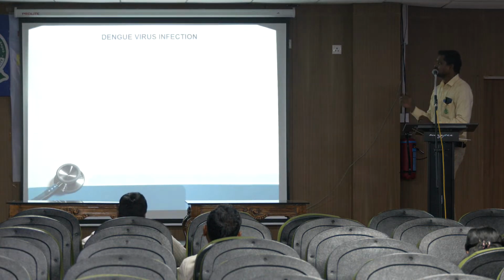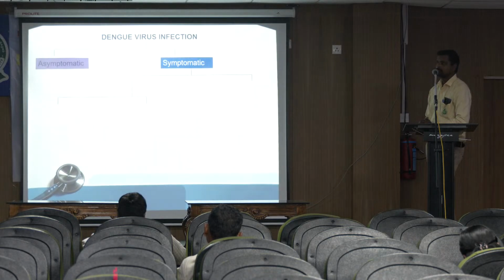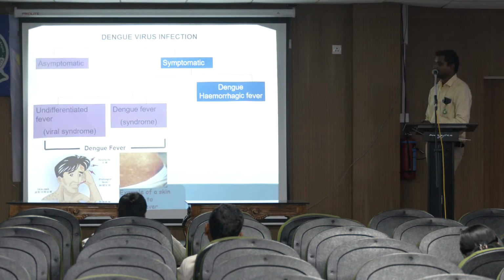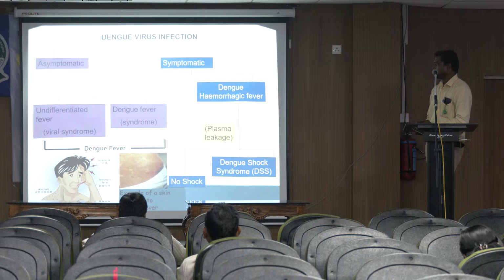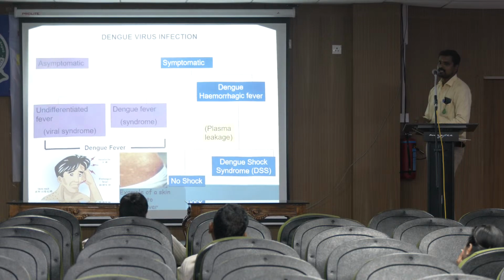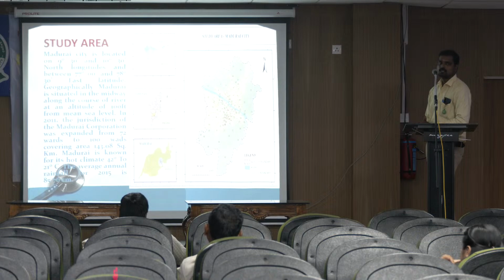Next. Dengue virus infections are either asymptomatic or symptomatic. The symptomatic form is mostly an undifferentiated fever with viral symptoms, dengue fever with some skin rashes, and dengue haemorrhagic fever. Plasma leakage leads to dengue shock in dengue virus infections.